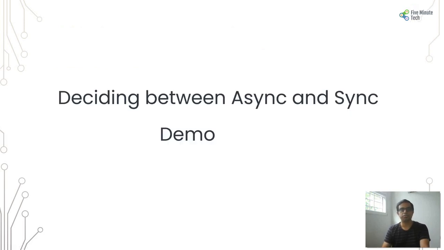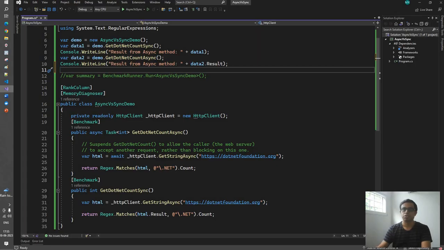Now, how to decide between async and sync, when to use what? I'll be showing you a code simulation wherein we'll talk about it at length. As you see here, this is a simple C# code, a C# console app on .NET Core, and it has a single Program.cs. For the performance analysis, I'll be showcasing using BenchmarkDotNet, which helps us analyze the performance of each of the functions and gives us a result.